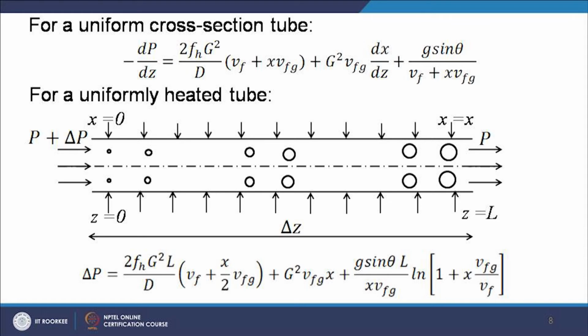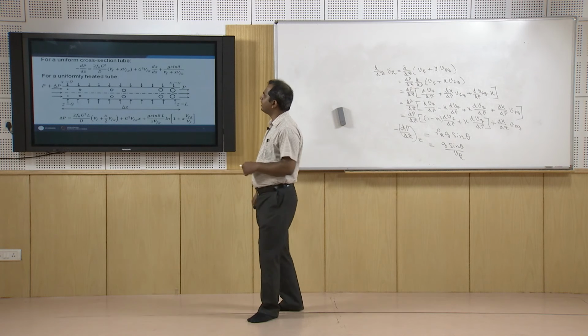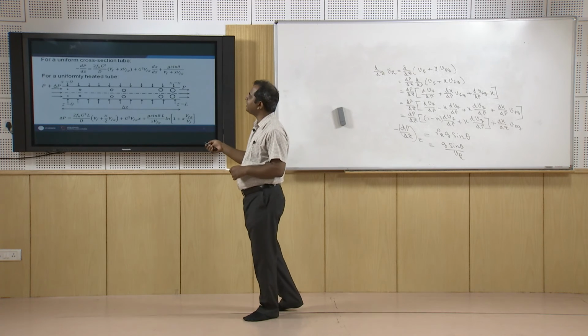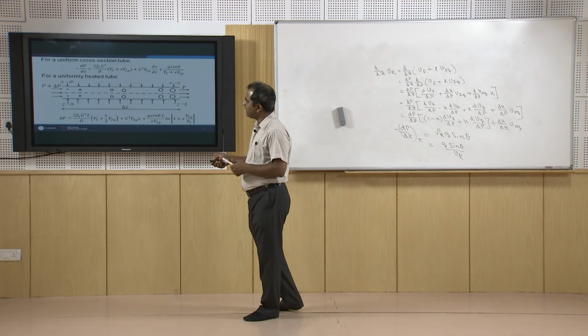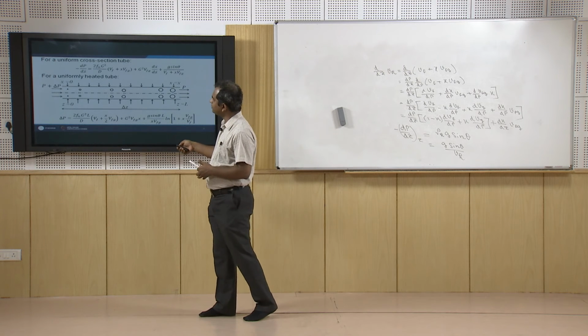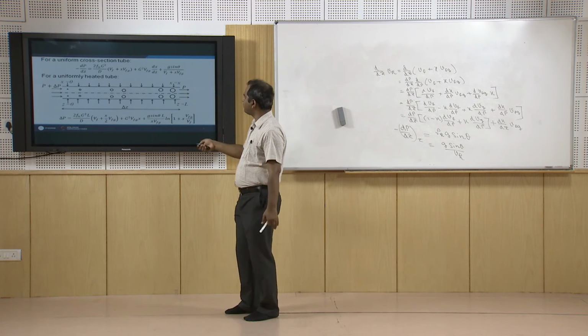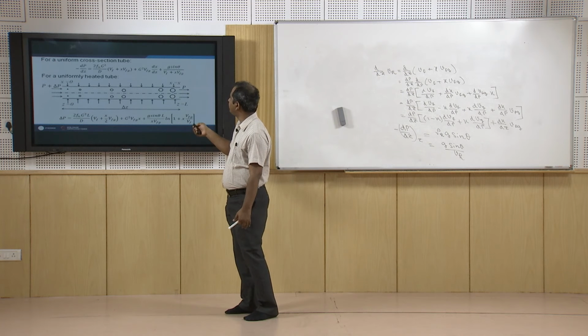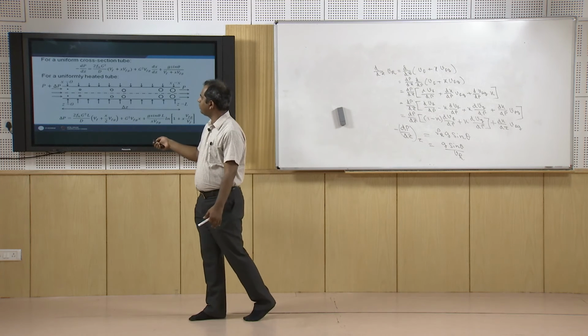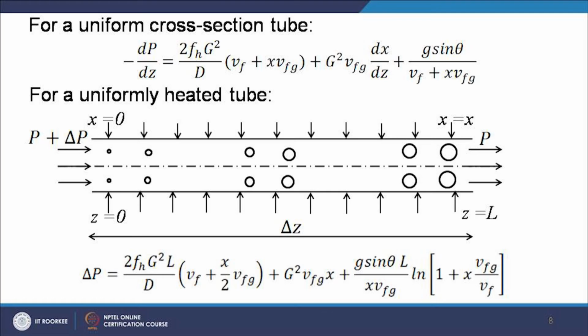Now, let us try to see if we have a uniformly heated tube. That means there can be situations where phase change is occurring due to constant heat input along the pipe periphery. So, here we have shown these arrows for heat input. As a result, you can find x changing from 0 to some arbitrary value, let us say x. Okay, and the pipeline length in that domain is changing from z equals 0 to z equals L.